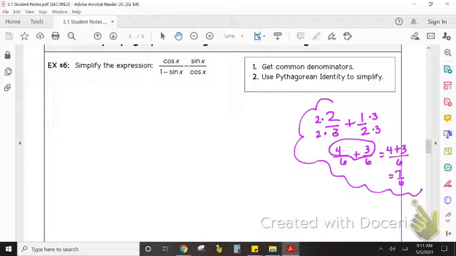So if I want to subtract these, I'm going to multiply the top and bottom of this first fraction by the other one's denominator. So I'm going to multiply the bottom by the cosine of x and the top by cosine of x. I'm also going to take the second fraction and multiply the top and the bottom by the other fraction's denominator. So I'm going to multiply both the top and the bottom by 1 minus sine of x.